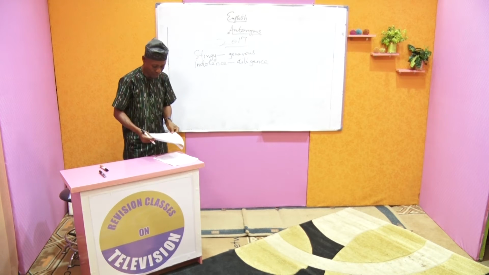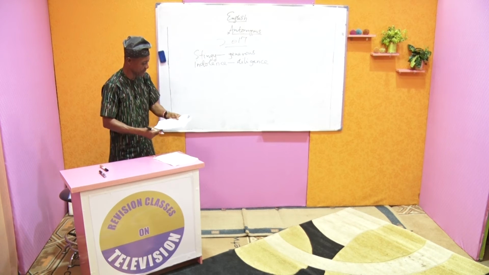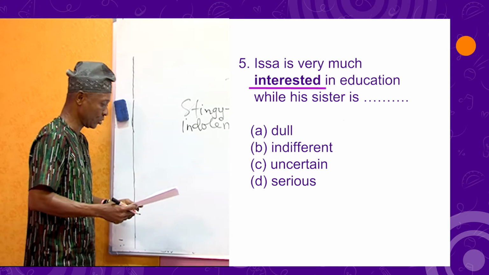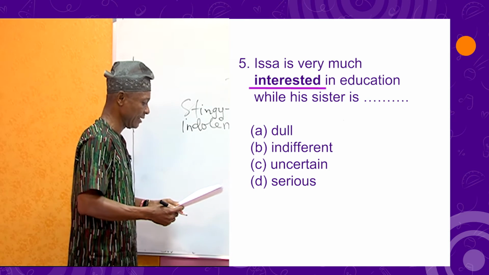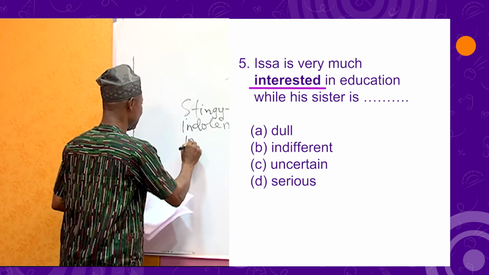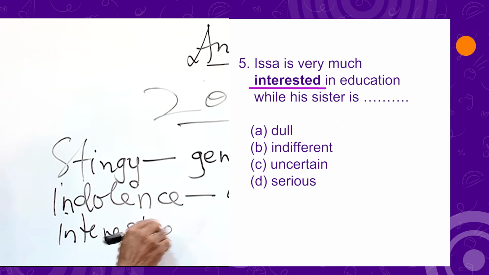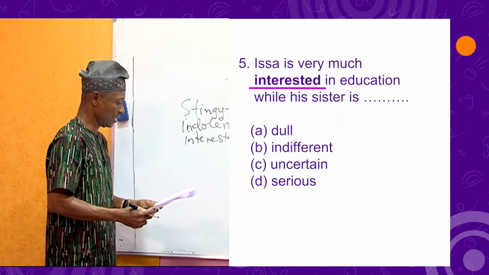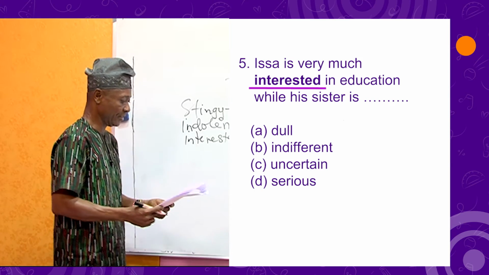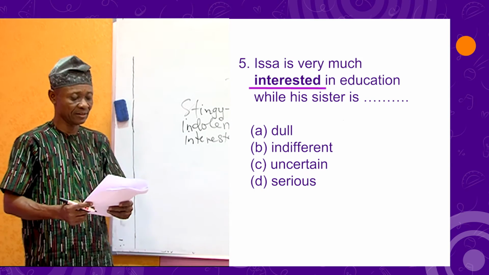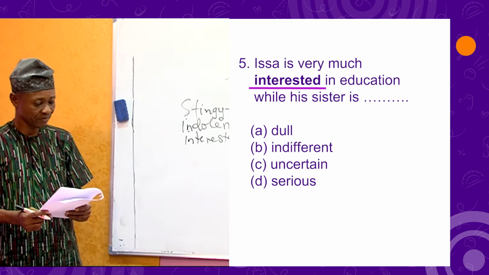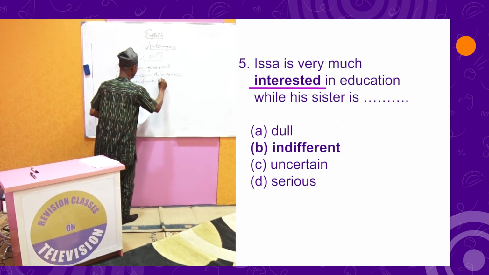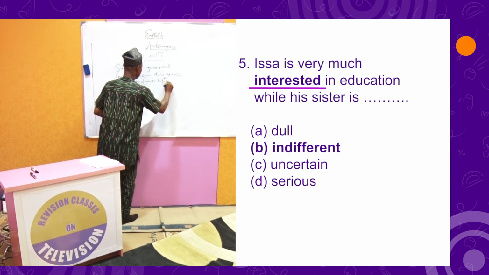Now we move to question number 5. Isa is very much interested in education, while his sister is dash. The word underlined in that sentence is interested. Now we have the following options. A, dull. B, indifferent. C, uncertain. D, serious. Option B, which is indifferent, is the direct opposite of the word interested in the sentence.